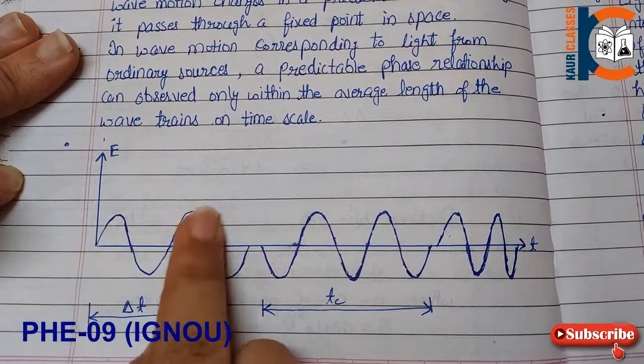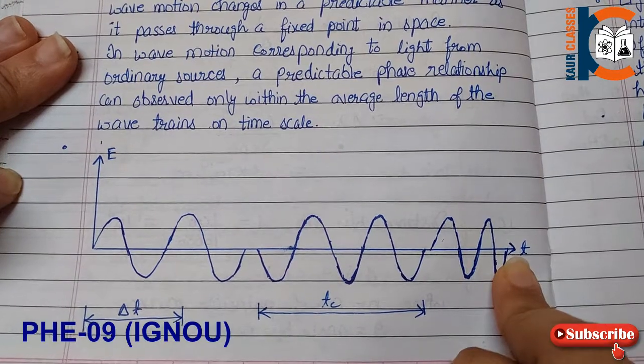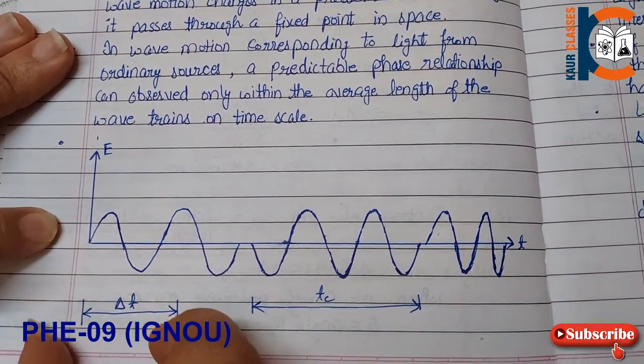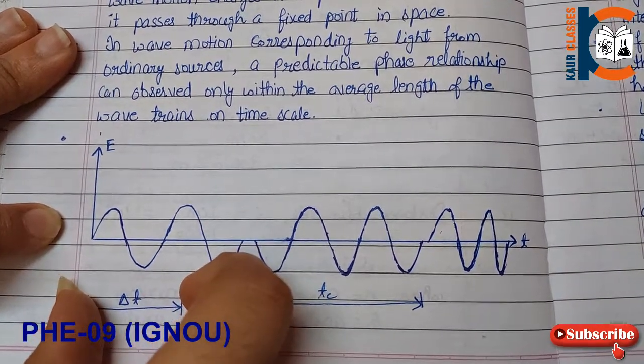It passes through a fixed point. This is the axis of time. This is the change in the time between the two waves.